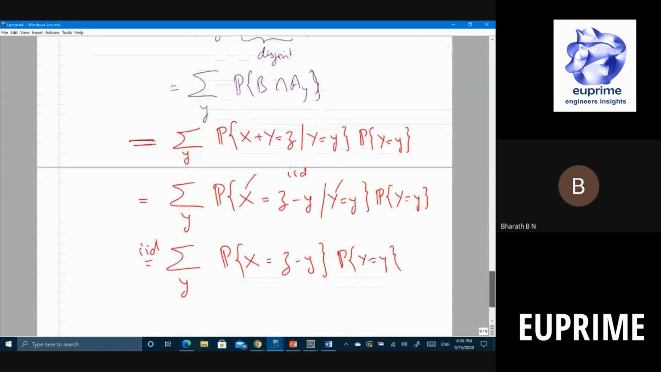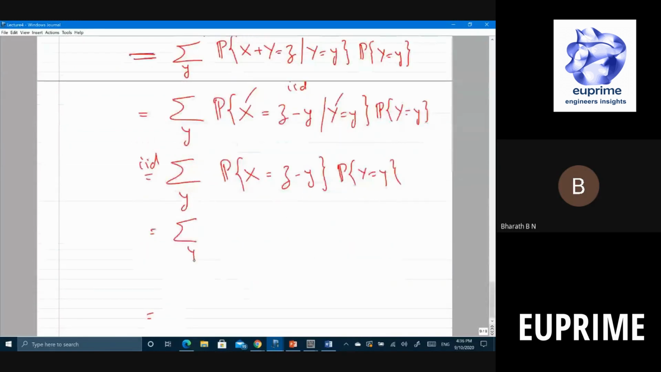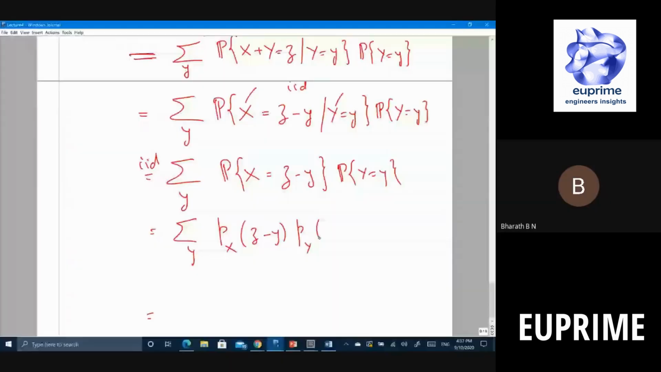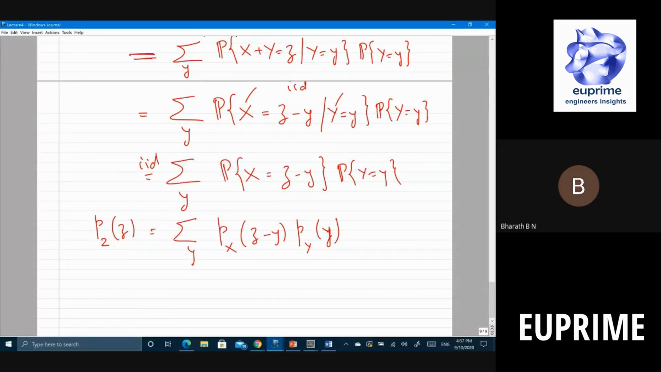What is this? This is the PMF of X at z minus y. This is the PMF of Z. This is called what? Convolution, right? P_X of x convolved with P_Y of y. This is the definition of convolution.